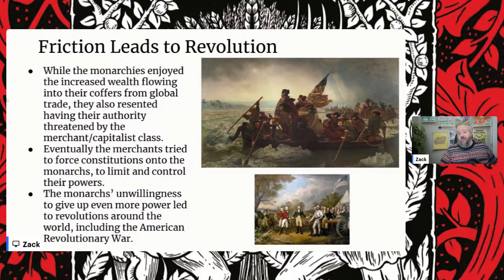Friction leads to revolution. While the monarchies enjoyed the increased wealth flowing into their coffers from the global trade, they also resented having their authority threatened by the merchant/capitalist class. Eventually, the merchants tried to force constitutions onto the monarchs to limit and control their powers. And I should say this is also with the help of the aristocracy. It's not just the merchants.